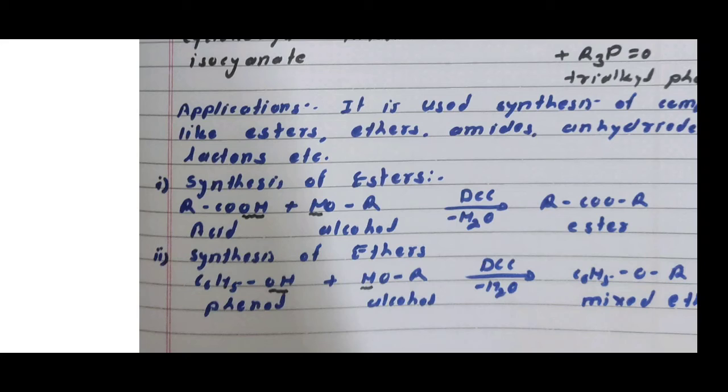I am writing the general formula: the acid is RCOOH plus alcohol ROH. Then OH from the acid and H from the alcohol are released in the form of a water molecule to form RCOOR. This is an ester. Means this is used for preparation of an ester.